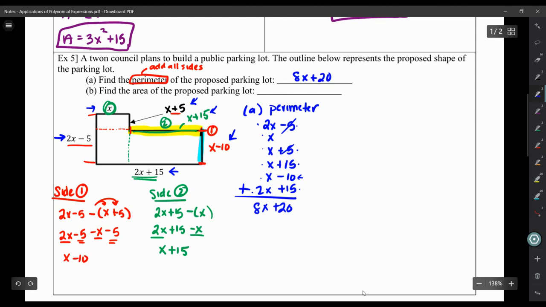So now let's look at area. So letter B says find the area of the proposed parking lot. So for area, I know that area is length times width for rectangles. So I'm going to erase some of my markings on my picture here.